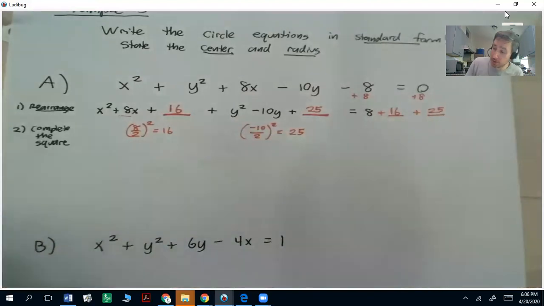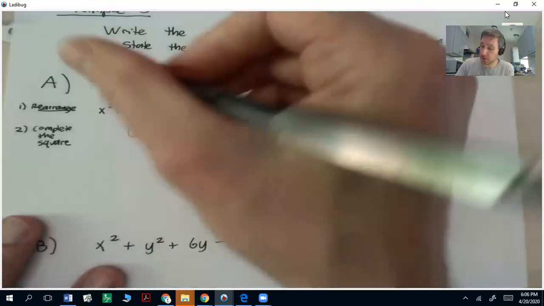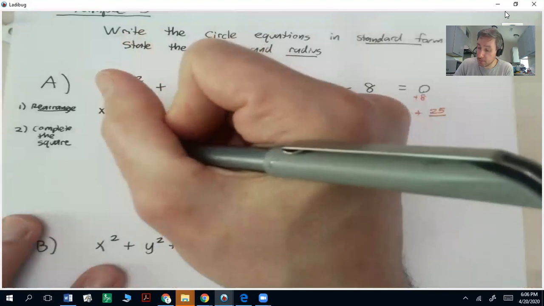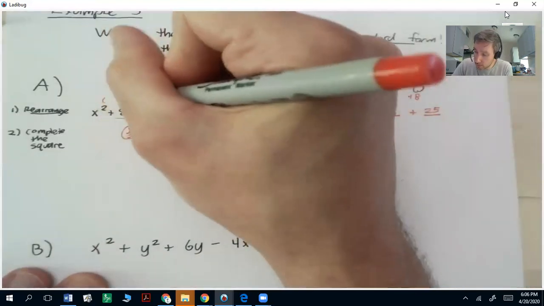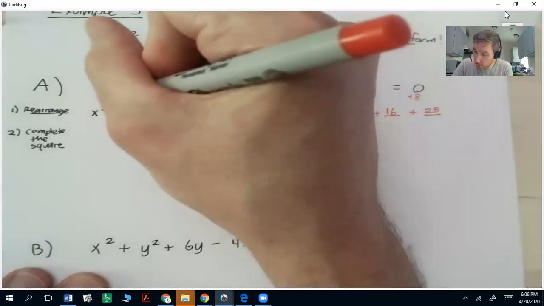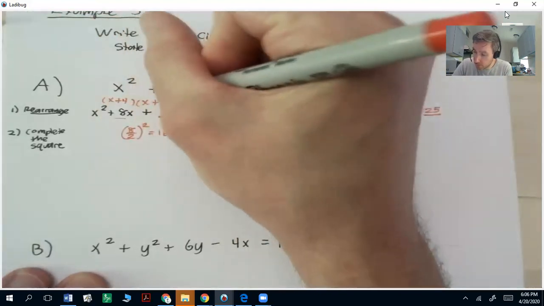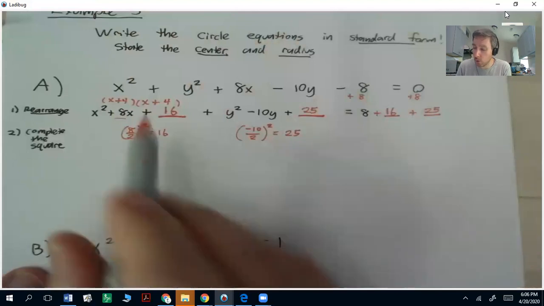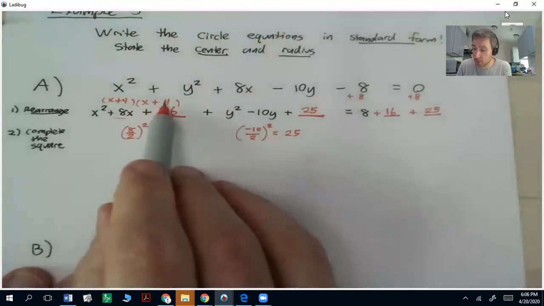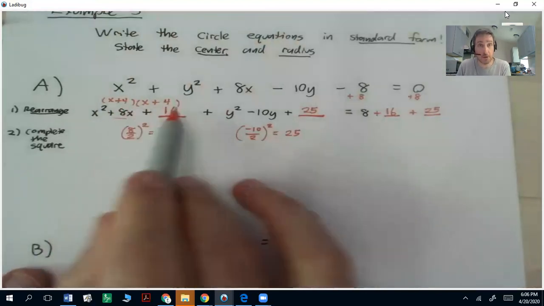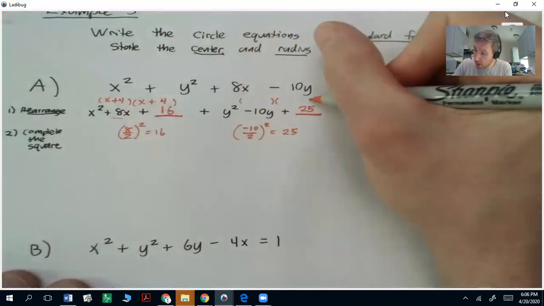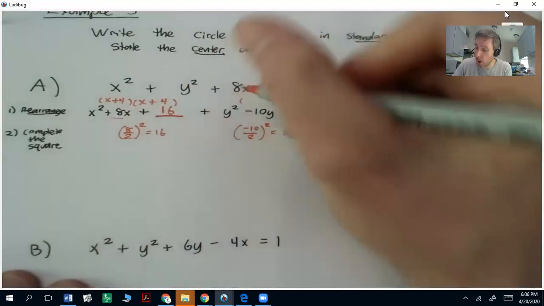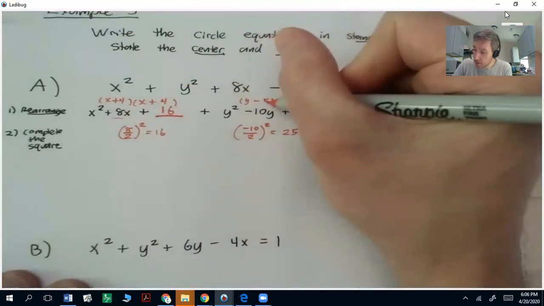Now the next step is to rewrite it as a factor. So x squared plus 8x plus 16, that's going to be x plus 4, x plus 4. Just factor that out. You know, divide this number by 2, that's the number there, or the square root of 16 if you'd rather think of it that way. Same thing goes for here. y squared minus 10y plus 25, that's going to be y minus 5, y minus 5.